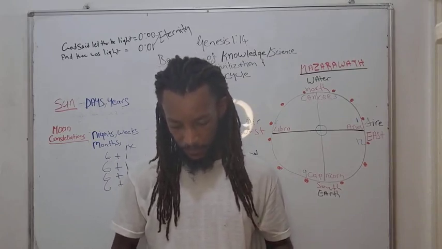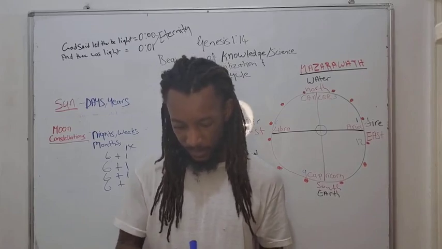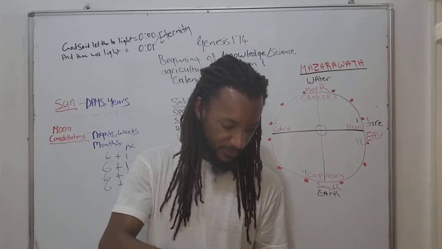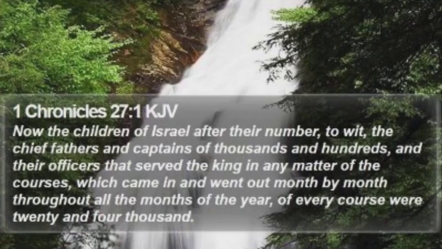Now, like I said, there are 12 months in a year. So let's go to the book of First Chronicles, chapter 27, and we'll read verse 1. It says, Now the children of Israel, after their number, to wit, the chief fathers and captains of thousands and hundreds, and their officers that served the king in any matter of the courses, which came in and went out month by month throughout all the months of the year, of every course were 24,000.